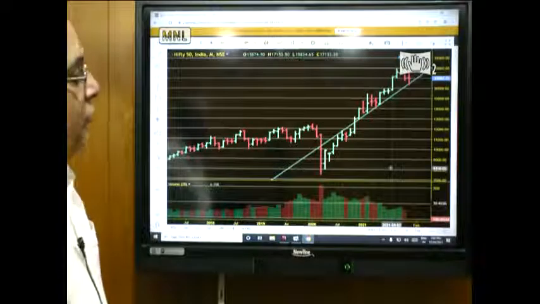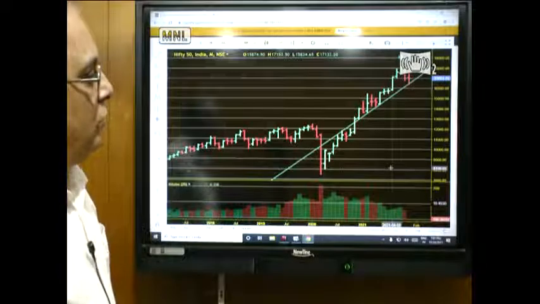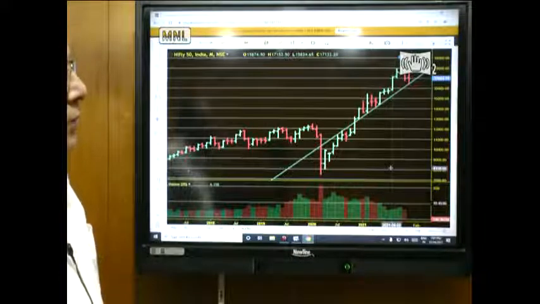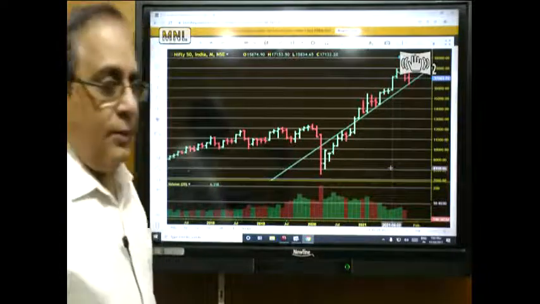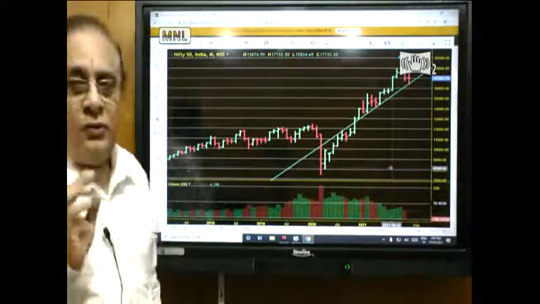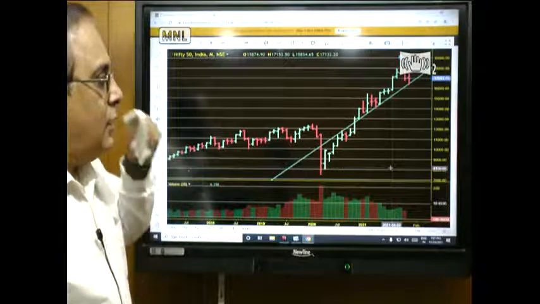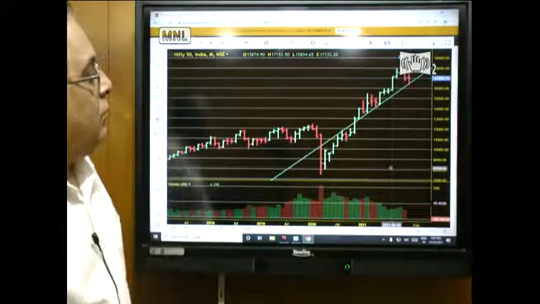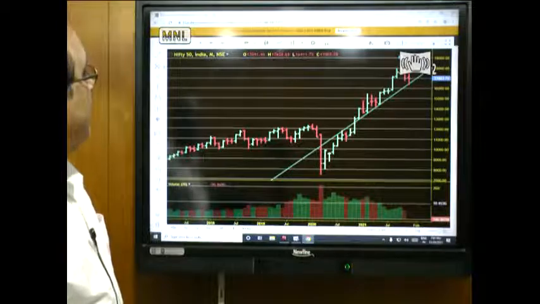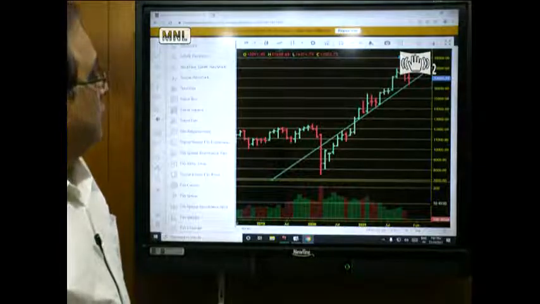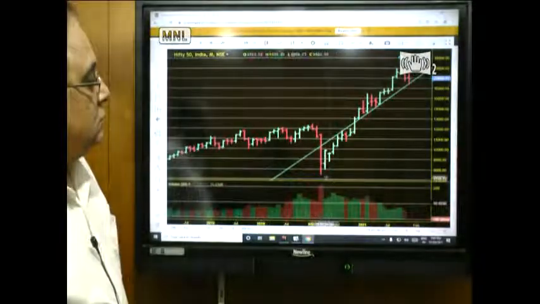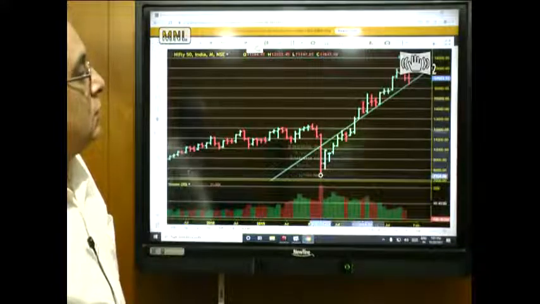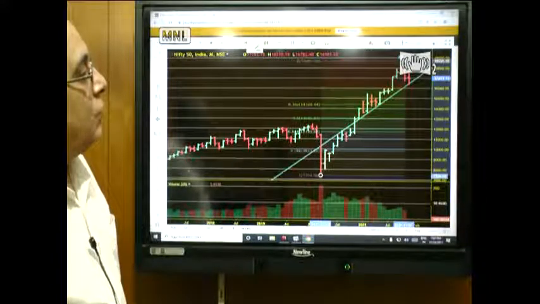So we should accept this particular line and probably look towards buying on dips, keeping 16,400 as a stop loss. So this is based on the trend line. Now the same thing with Fibonacci, if you look at it, so this is the Fibonacci line, right?